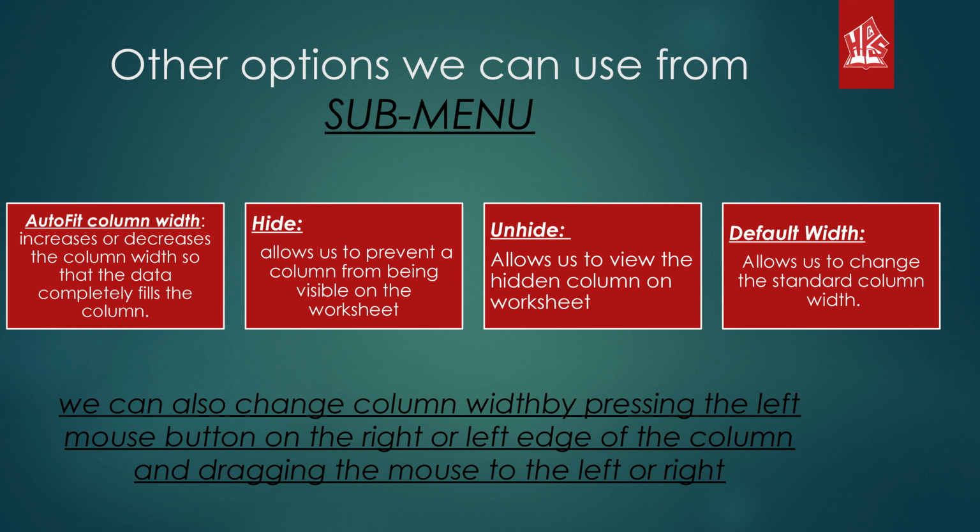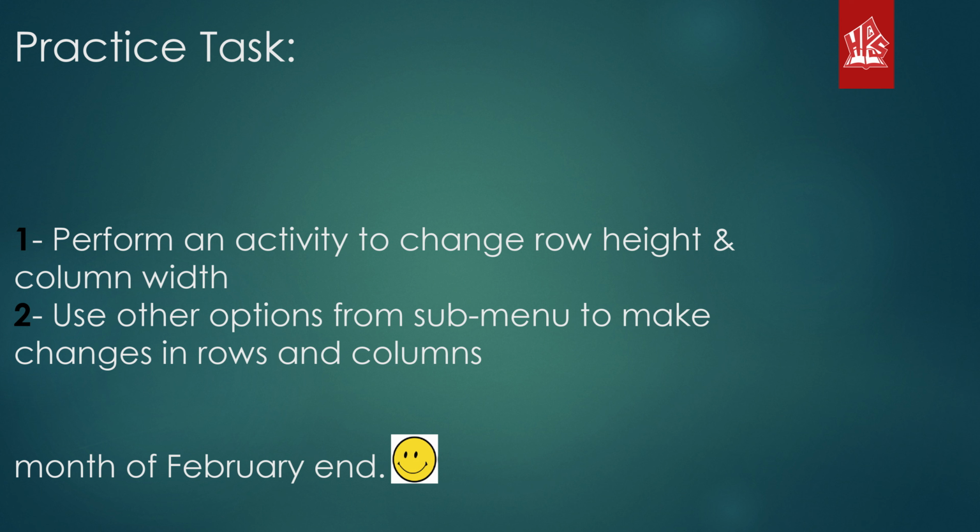We can also change column width by pressing the left mouse button on the right or left edge of the column and dragging the mouse to the left or right as per our requirement. At the end of the explanation, we have some practice tasks. Number 1: perform an activity to change row height and column width. Number 2: use other options from the submenu to make changes in rows and columns.